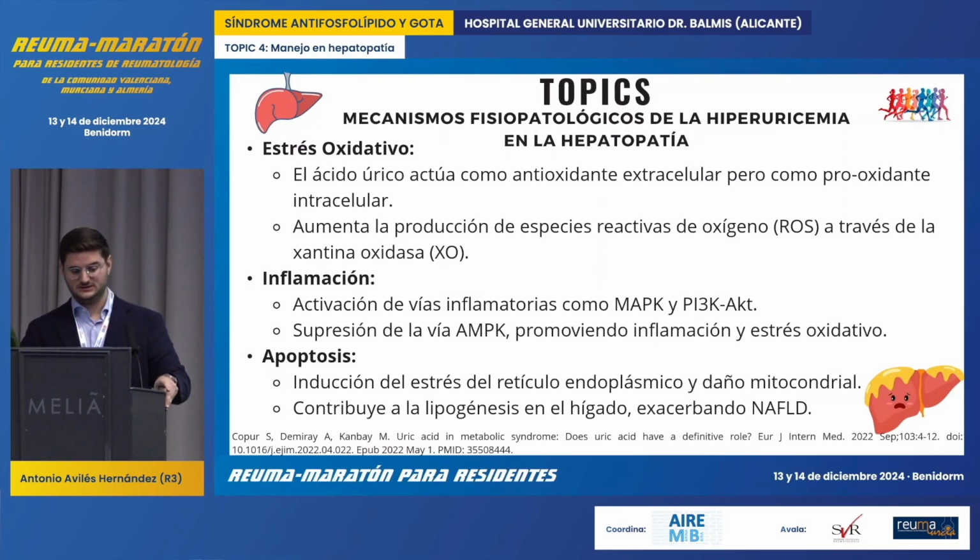It also induces apoptosis through endoplasmic reticulum stress and mitochondrial damage. All of this ultimately contributes to lipogenesis in the liver, and it exacerbates the development of non-alcoholic fatty liver disease.